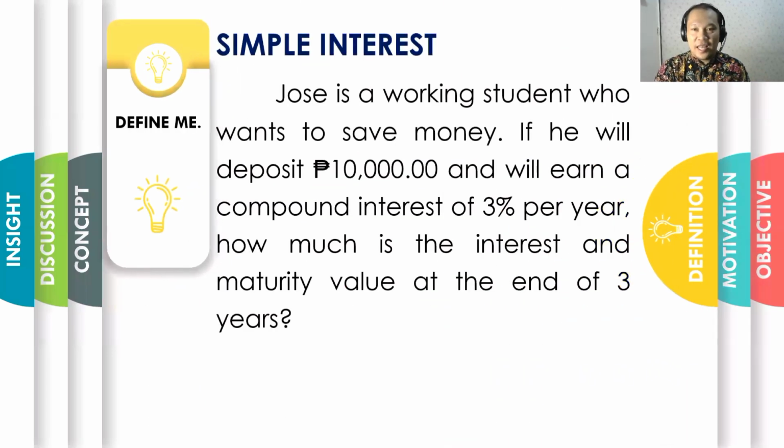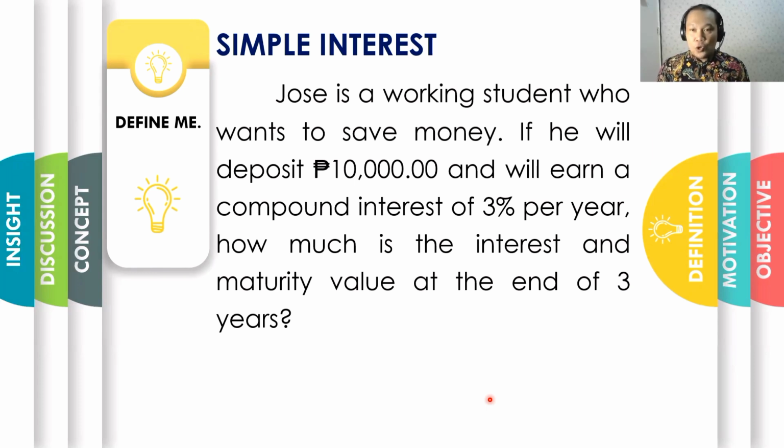To start with, let's recall the problem about Peter and Jose. But this time, I will be utilizing the problem of Jose. Let's read. Jose is a working student who wants to save money. If he will deposit 10,000 and will earn a compound interest of 3% per year, how much is the interest and maturity value at the end of 3 years? It is assumed that this is compounded annually.